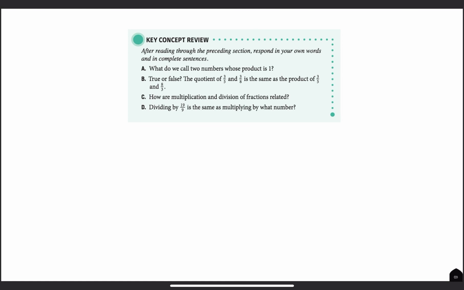So let's review. What do we call two numbers whose product is 1? Those numbers are reciprocals. B. True or false? The quotient of 3/5 and 3/8 is the same as the product of 3/5 and 8/3. True. Right? Instead of dividing by a fraction, you can multiply by its reciprocal.